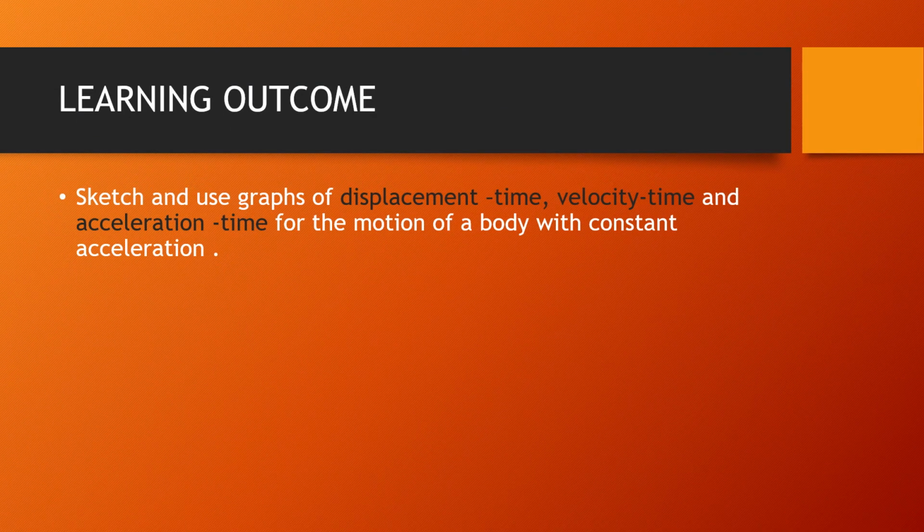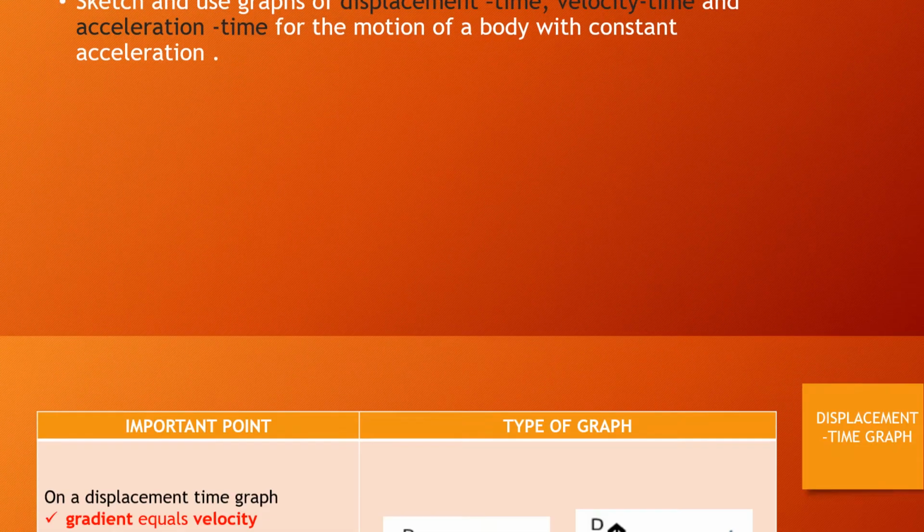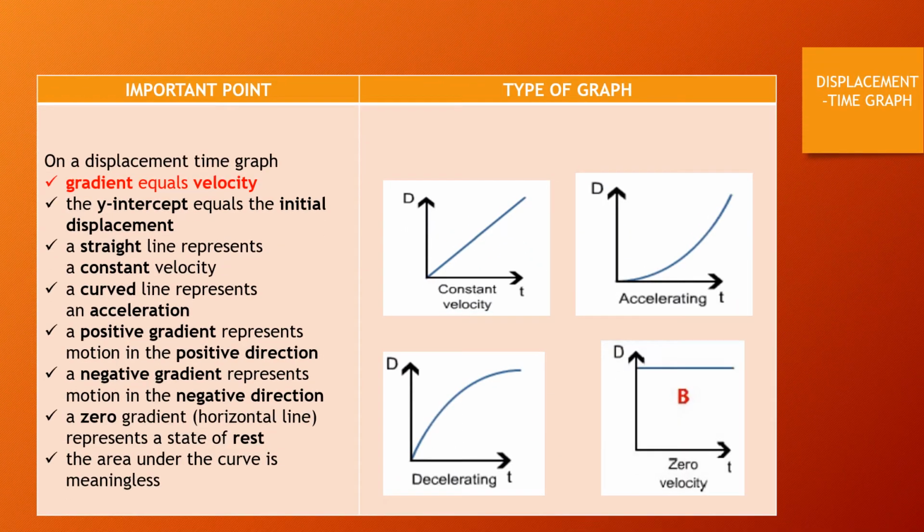Thank you, class. Our second learning outcome for today is to sketch the graph of displacement time, velocity time, and acceleration time for the motion of a body with constant acceleration. We described a motion by formula in our first learning outcome. Now we are going to describe a motion by illustrating it in the form of graphs. There are 3 types of graph that can represent a motion: a displacement time graph, a velocity time graph, and an acceleration time graph. Linear motion graphs can easily represent the motion of an object.